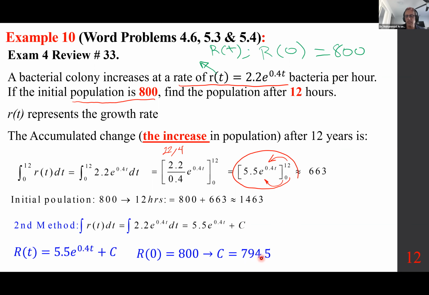So R of t becomes this plus, now we know the constant. What do we want? R of 12. R of 12 is the same as what we got here. So there are two ways to tackle this.